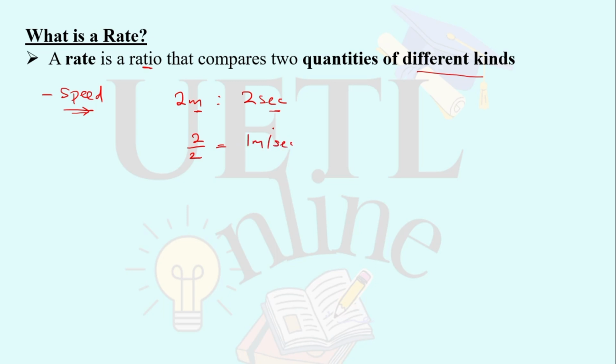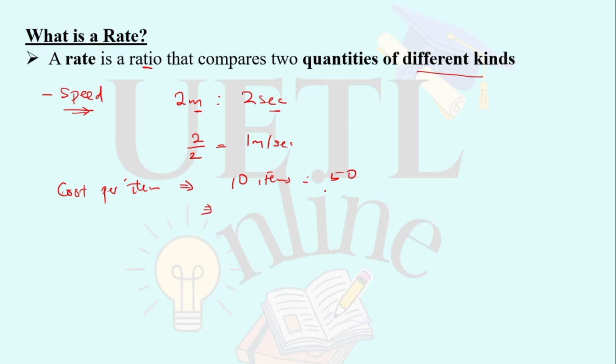Another is cost per item. Let's say you buy something in bulk. You know that 10 items cost a certain amount, so it becomes a rate. Let's say 10 items cost $50. So now you can say the ratio is 10 items to 50.